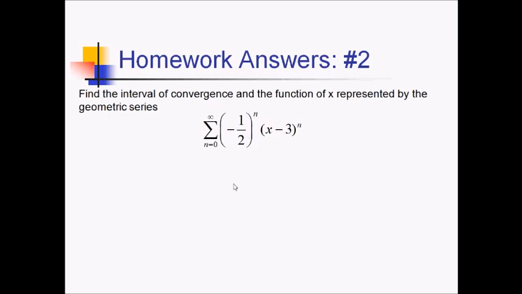For this problem, we want the interval of convergence and function of x represented by this geometric series. Let's start by getting the a1 and the r values. For a1, we're just going to plug the lower limit of summation, which is 0 in this particular case, in for n. So we've basically got something to the 0 times something else to the 0, or 1 times 1. So that's just an a1 value of 1.